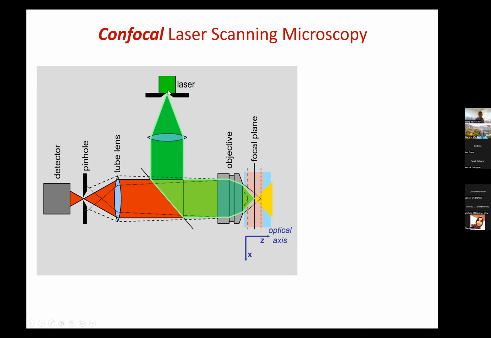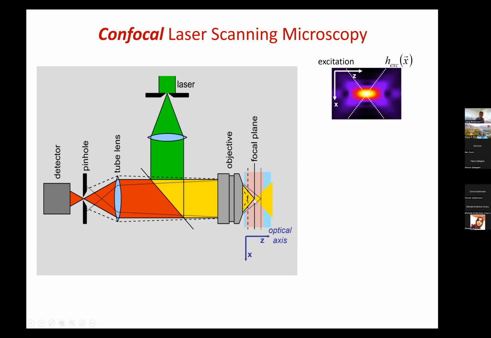So the laser light will be focused into the focal plane, and we get kind of this point spread function of the laser focus here in the sample, right? It's brightest in the center of the focal plane, but there's still some light contributions in front and behind the focal plane. And now fluorescence being emitted from the center of that laser focus will go right through the pinhole and be detected at a very high efficiency.